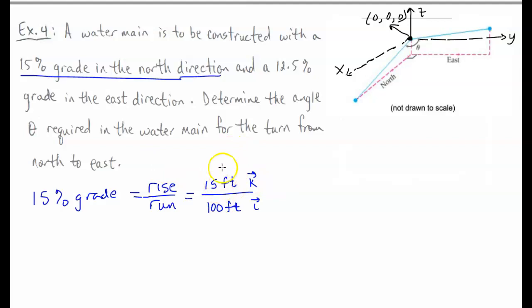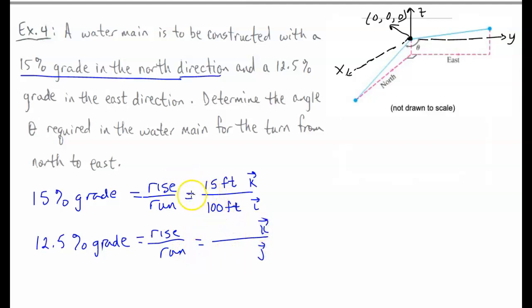I'm going to simplify them both later, but I'm just going to keep them the way they are now. So if I have a 12.5% grade here, and this is in the east direction, notice that the east direction is parallel to the y-axis here. So this is still going to be rise over run, but in this case, the run is going to be in the j direction, whereas the rise will be in the k direction. And we know by definition, percent is per 100. So this would be 12.5, let's say feet per 100 feet. Again, I'm just using feet as a means of having a unit there. We don't necessarily need the unit for this.